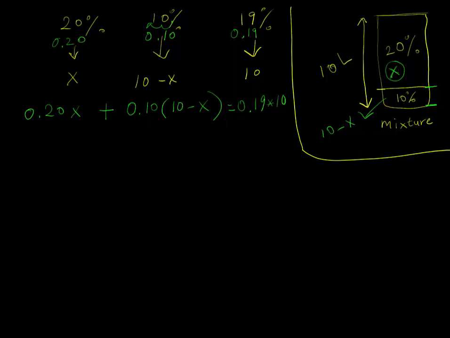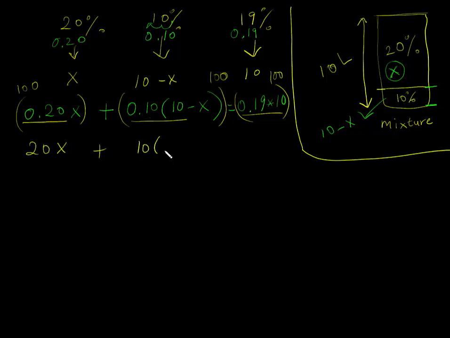If you remember, we'll get rid of the decimals in these terms, since all of them are hundredths. To get rid of the decimal, I'll have to multiply each term by 100. So I'm just multiplying every term with 100. So this gives me 20x plus 10 times 10 minus x equals 19 times 10. Or you can also say this is just 190.